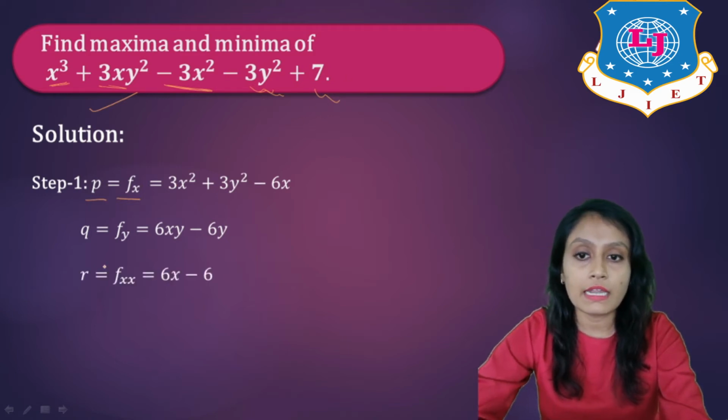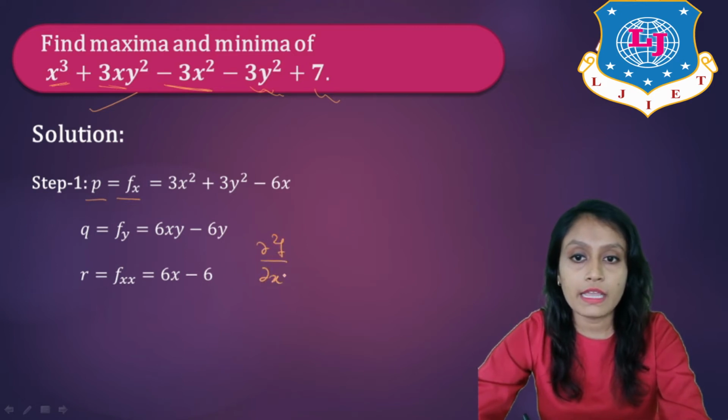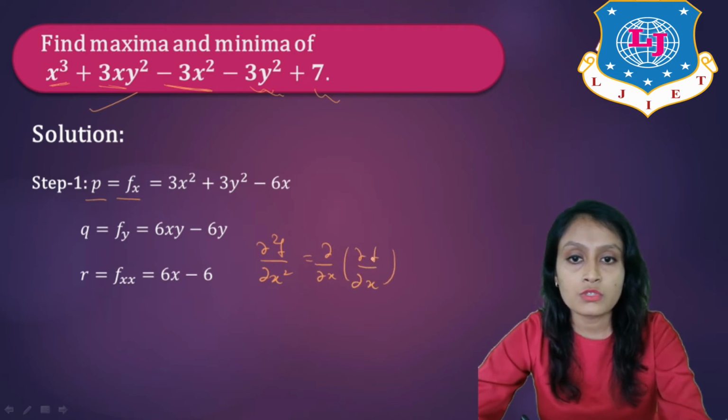Next we will find r, that is del square f by del x square. So this is del by del x of del f by del x. Okay, so firstly we have del f by del x. Now differentiate this with respect to x. So here you will get 6x, this term is 0 and from this you will get minus 6.